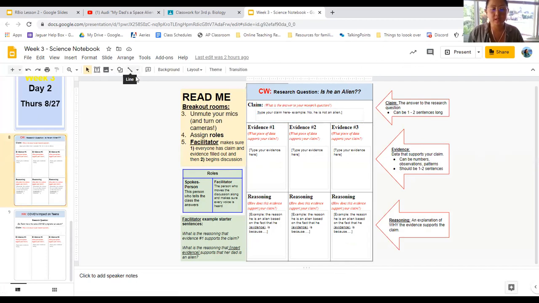So basically like here, you can see, I will zoom in so we can see. We can see that I've set it up so that we have our claim up here. Well, first we have the research question, which is, is he an alien? We have our claim. We have our 3 pieces of evidence that we want to write down according to our LT1s, right? And then we're going to go into reasoning, all right? But we're going to focus on claim and evidence first.